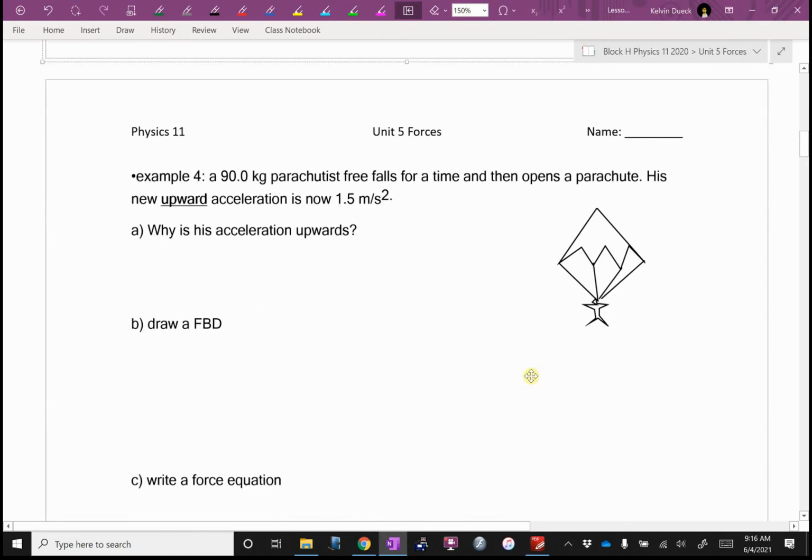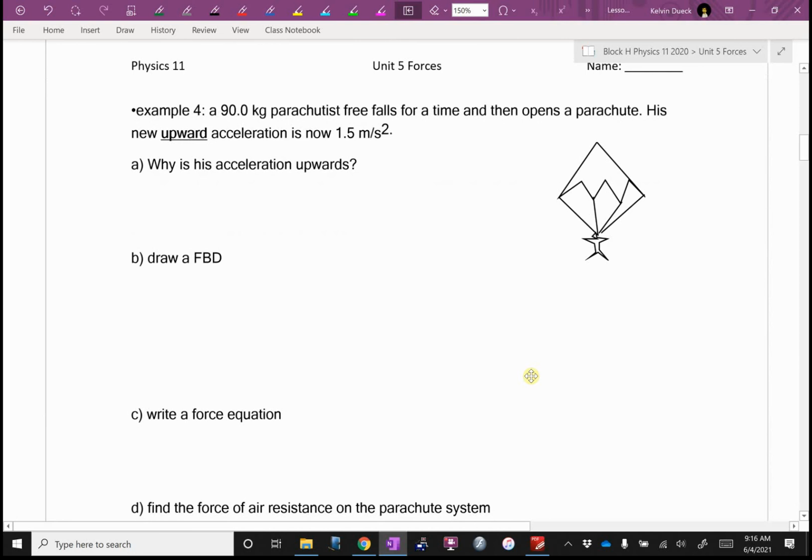I like example 4. This is a nice question. I can't remember if I put it on a test, but I also like it because I have jumped out of an airplane. I mentioned I jumped out of an airplane? I've jumped out of an airplane. So let's look at a parachutist. They free fall for a time, and then they open their parachute. His new upward acceleration is now 1.5 meters per second squared.